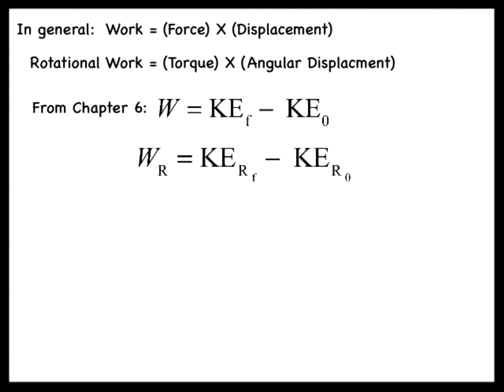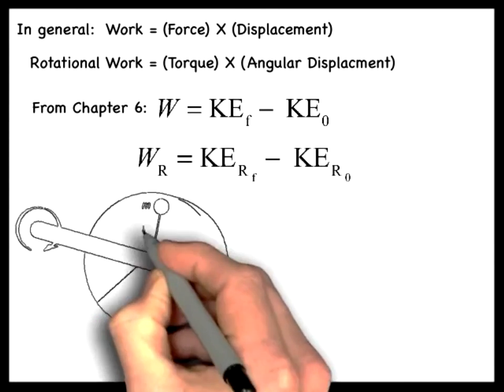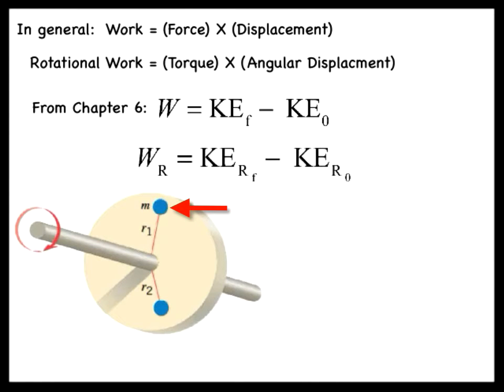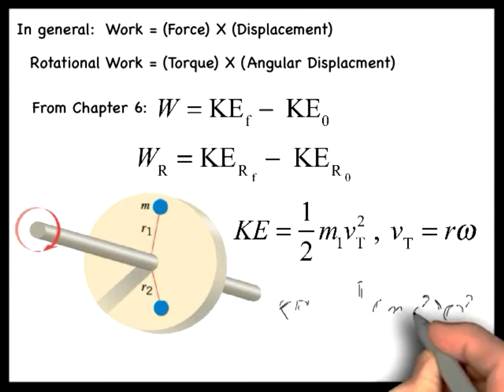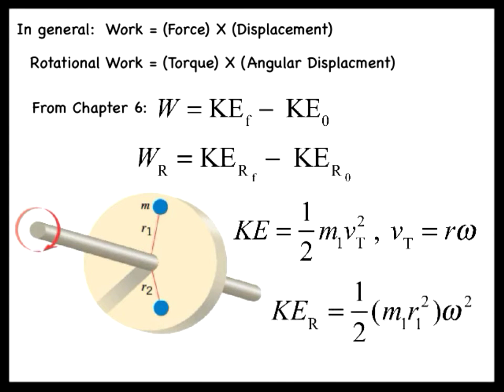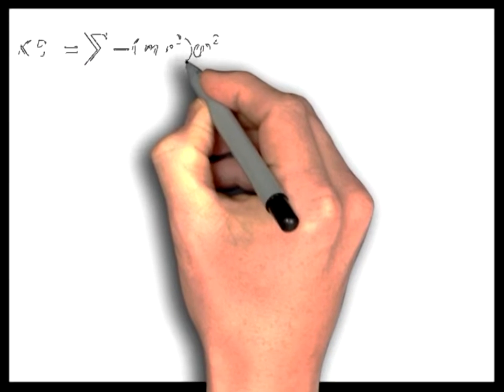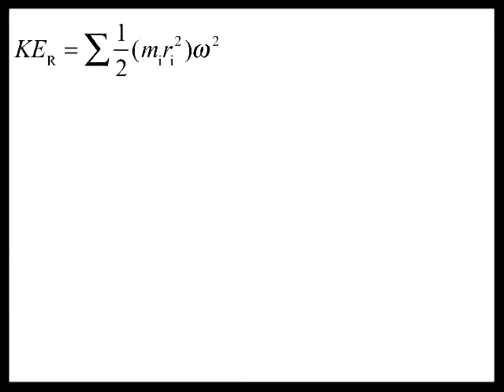Imagine one point mass in the wheel, say of mass m1, and located at a distance r1 from the axis of rotation. This mass will have a kinetic energy equal to 1/2 m1 v_tangential squared. We write the tangential speed in terms of the angular speed: v_tangential is equal to r omega. Making the substitution and regrouping the terms, we find the kinetic energy is equal to 1/2 m r squared times omega squared. The total rotational kinetic energy of the wheel would then be equal to the sum of the kinetic energies of each of the masses that comprise the wheel.